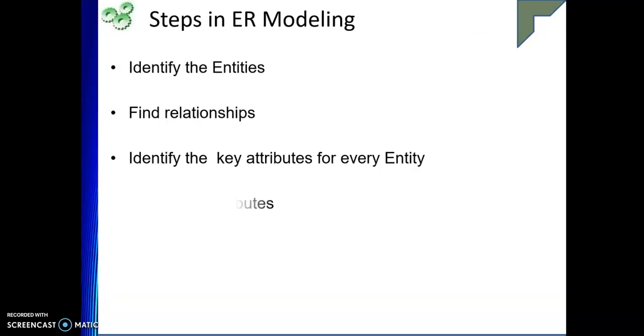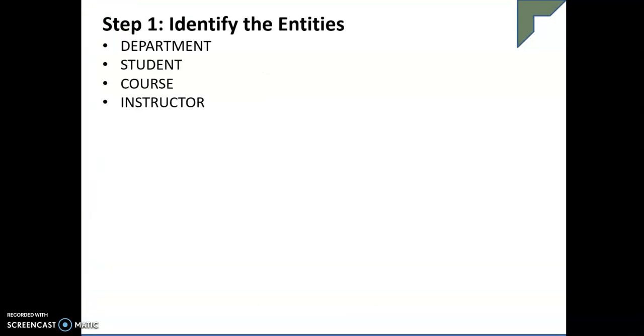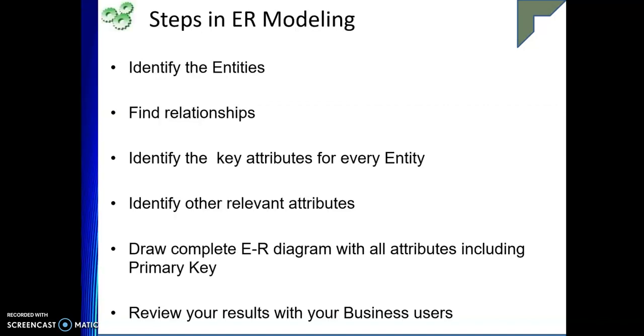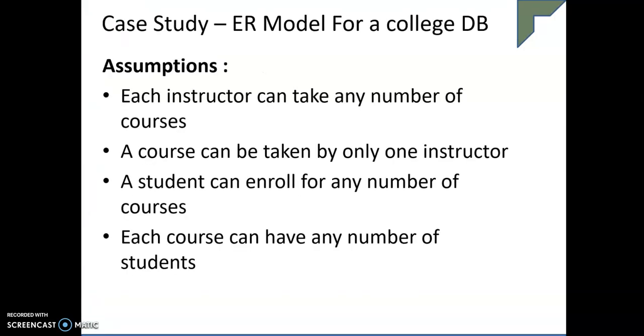Okay, so having said this, we have identified the entities: the department, the student, the course, and the instructor. We have not taken college because college itself is in a bigger perspective, and under that we have the department, student, courses, and the instructor. So we have identified the entities, and these are the four entities. Now we have to identify the relationships, right?